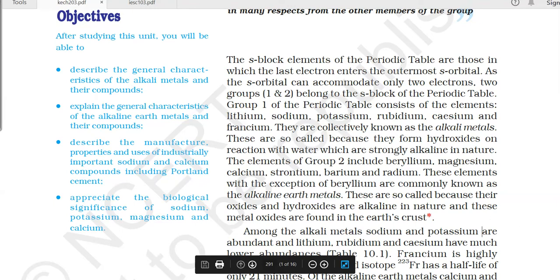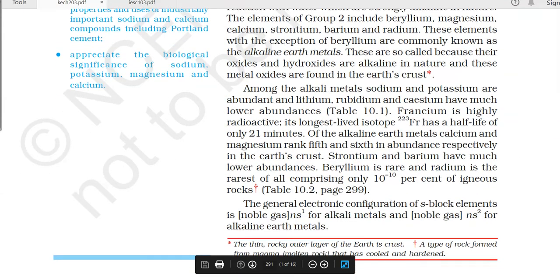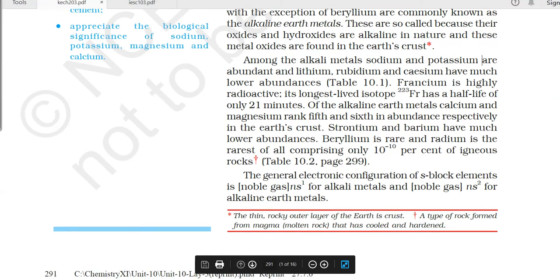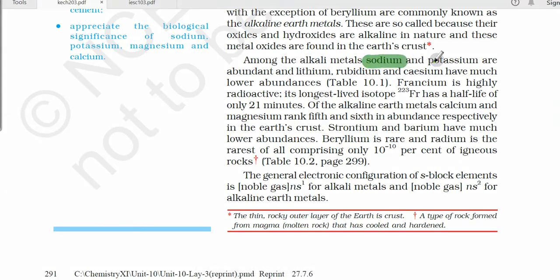Next, among the alkali metals, sodium and potassium are abundant, and lithium, rubidium, and cesium are present in very small amounts compared to sodium and potassium. Francium is present in an even smaller amount, because it is a highly radioactive substance and cannot exist for a very long time. Its half-life is only 21 minutes.